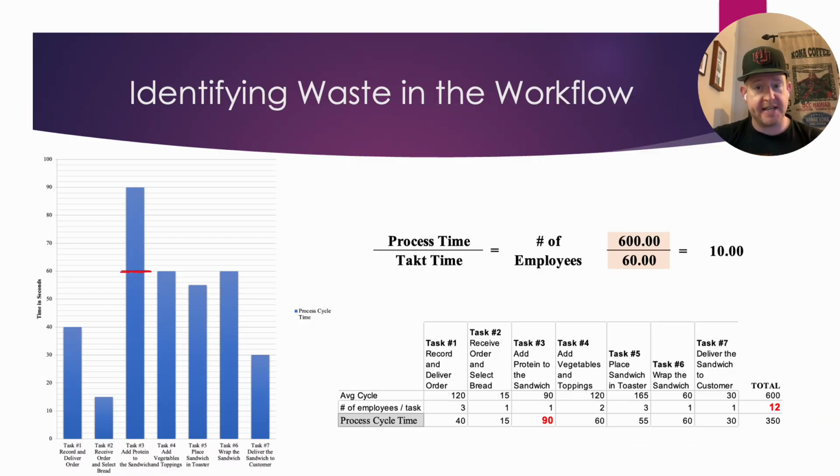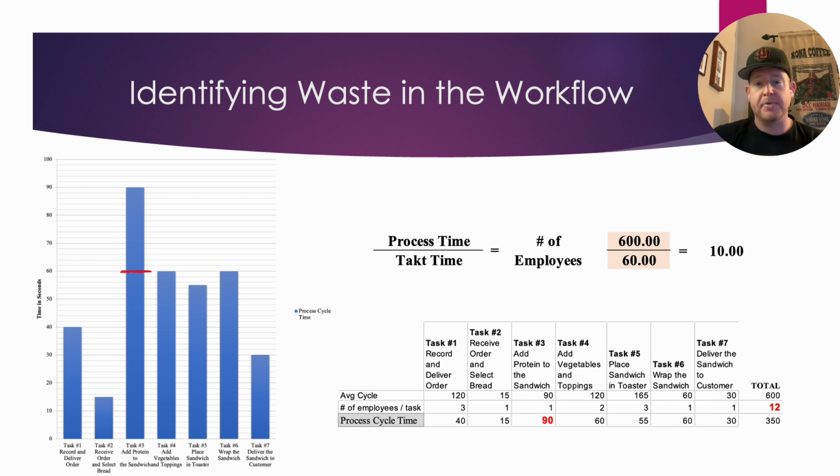If we divide the process time by our takt time, we get the optimal number of employees needed to meet average customer demand. If we add up the number of employees we have scheduled at each station in our existing workflow, we see that we have 12 employees scheduled, 2 more than we really need if our system is running efficiently. But is it even running efficiently in the first place?